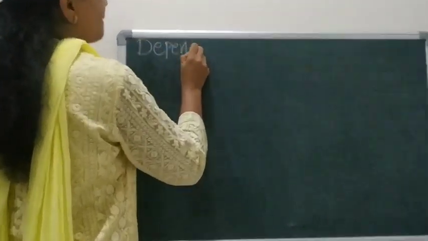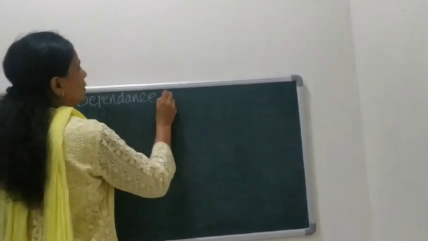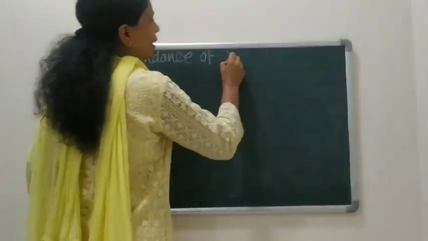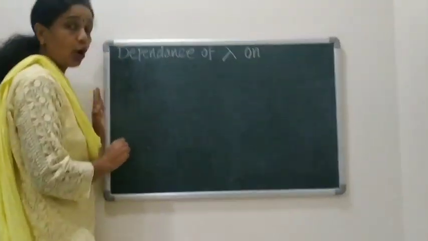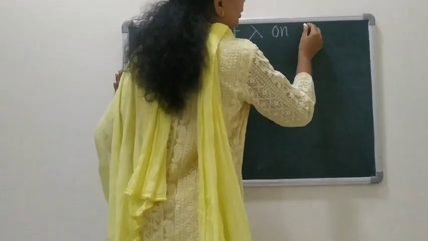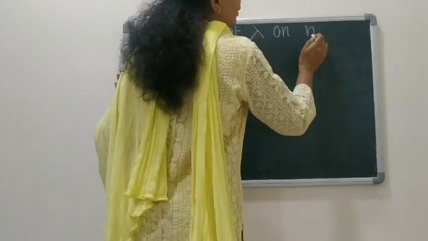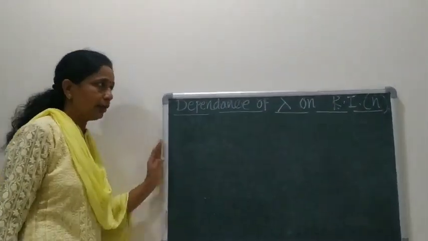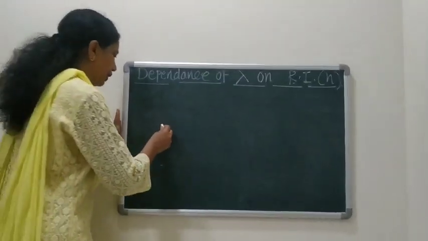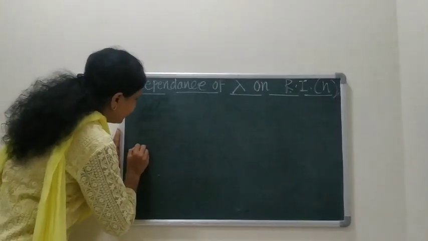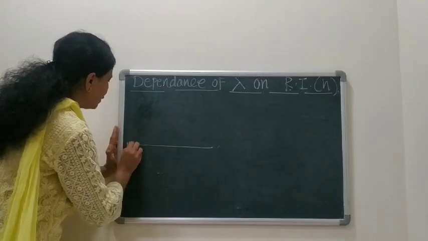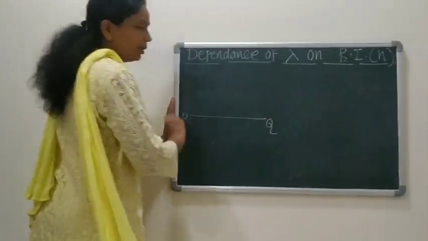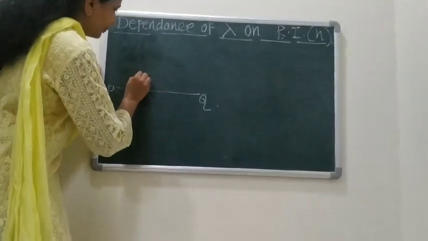Dependence of lambda, the wavelength of light, on refractive index n. How does wavelength depend on refractive index? We show a simple diagram. PQ is nothing but a refracting surface.